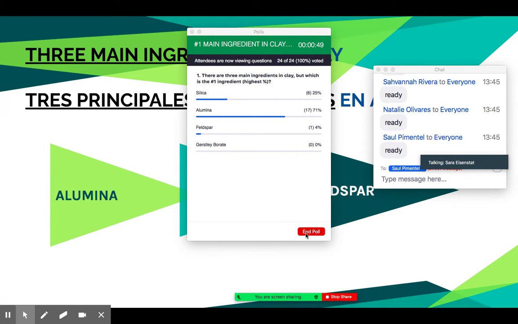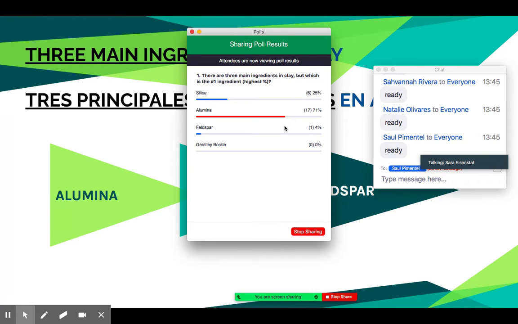All right, I'm going to end the poll and I'm going to share the results here. So yesterday we actually were more accurate on this one. So alumina is the top ingredient in clay's mixture. And what alumina does is it allows the clay mixture to be more plastic. And the term plastic refers to molding and shaping clay when wet. Okay, it's malleable, it's easy to work with. So yes, there are 3 main ingredients in clay, but alumina is the top one.